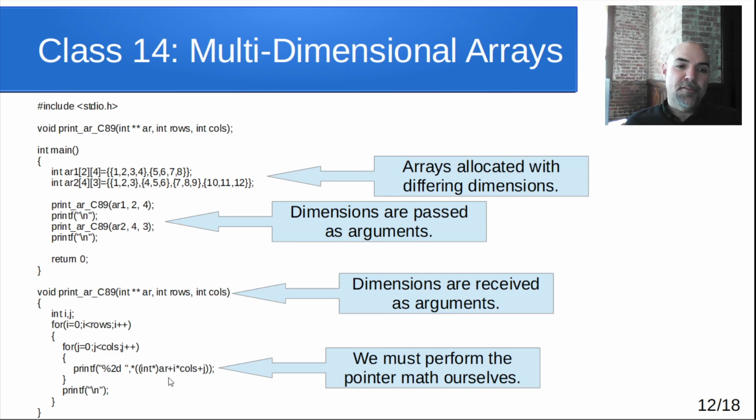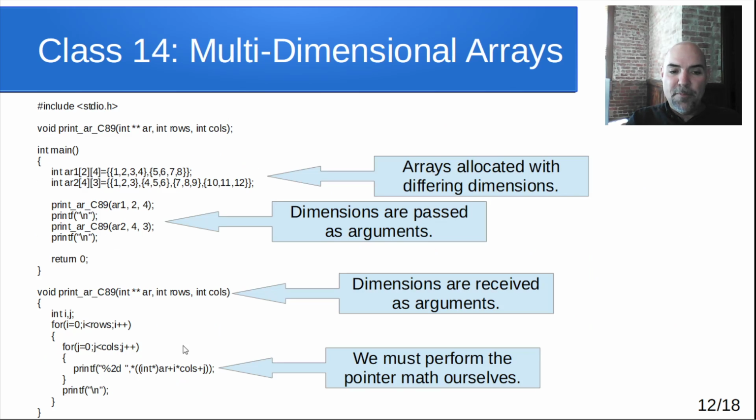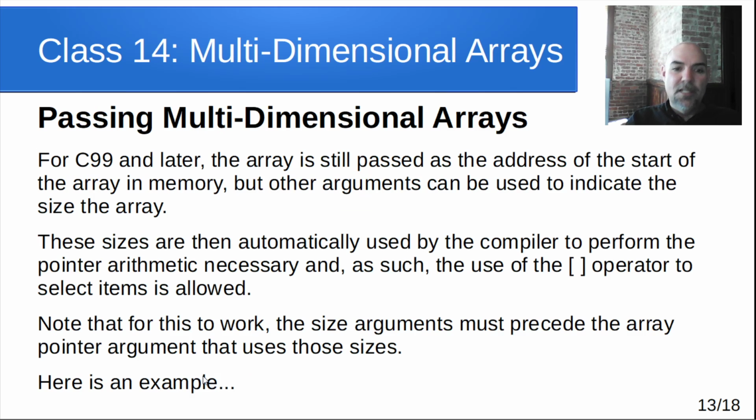Now, with C99 and later, there's a way to get the compiler to do some of that work for us, so we don't have to do all that pointer arithmetic ourselves. And the way we do that is passing in arguments that can indicate the size of the array, but the compiler is going to perform the pointer arithmetic for us. And that way we can use the square bracket operator to select the items rather than what we had to do back here with doing the pointer arithmetic ourselves, computing that ourselves.